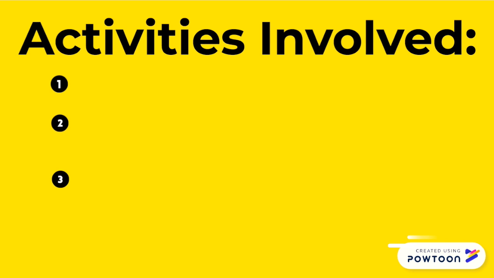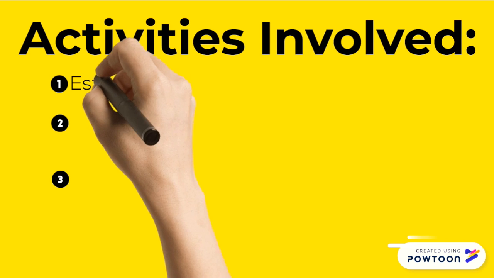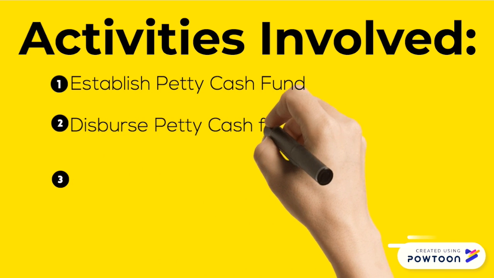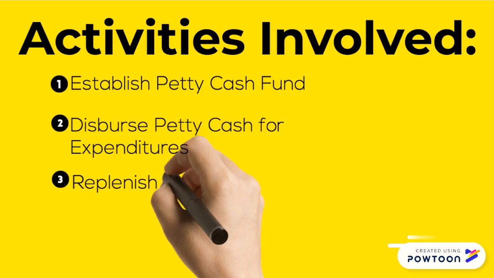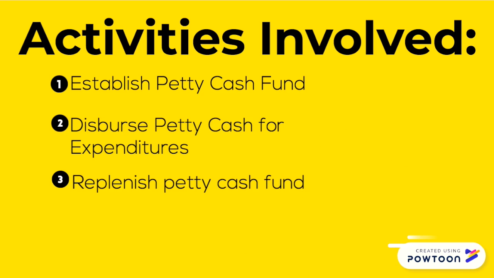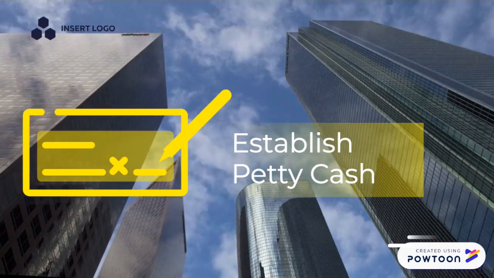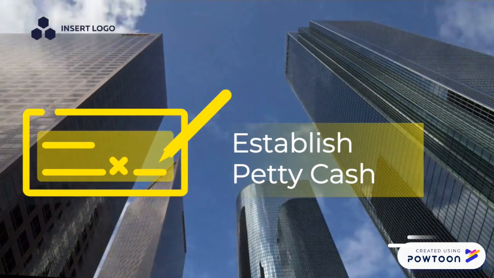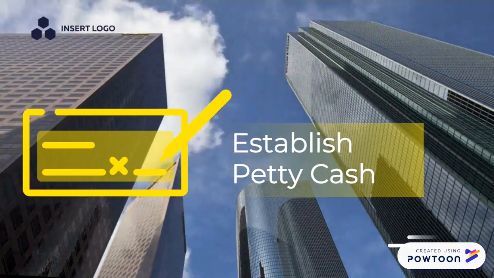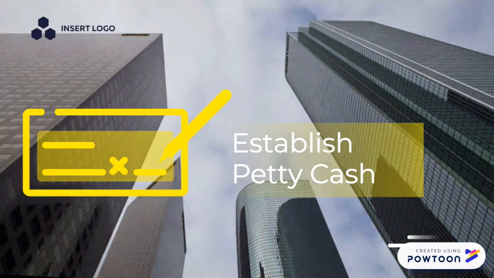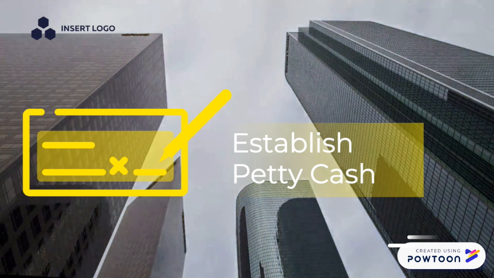Activities involved with petty cash funds are as follows: establishing petty cash funds, dispersing the petty cash funds to pay for expenditures, and replenishing the petty cash funds. Establishing the petty cash: a petty cash fund is established by writing a check for the amount of the fund, cashing the check, and placing the cash under the care of an employee designated as custodian. A journal entry is then made to record the establishment of the fund.